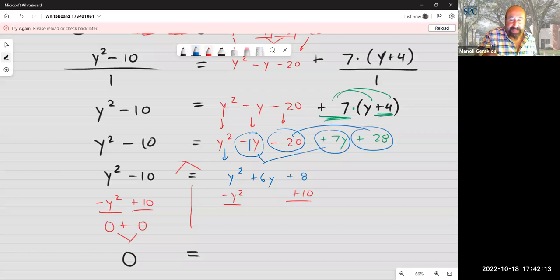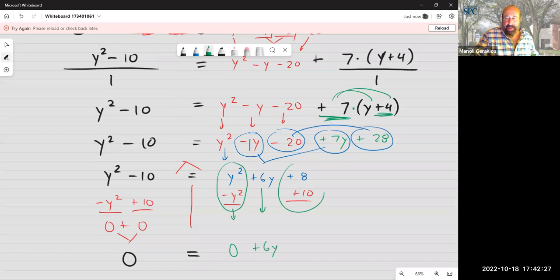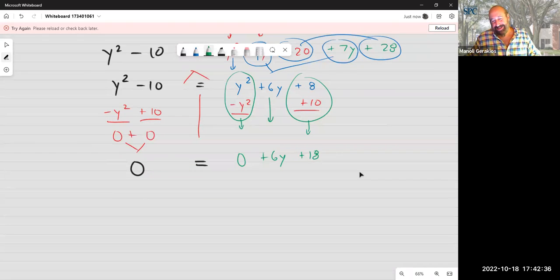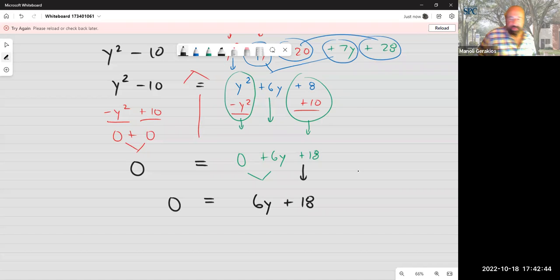And look, I didn't intend this to happen, it's just happening. That's y squared minus y squared, 0. This equation is no longer quadratic. I carry down the plus 6y. 8 plus 10 is 18. 0 plus 6y, that's 6y, plus 18. When we rewrite, what we thought was headed to standard form for a quadratic equation turned into a linear equation, y to the first power.